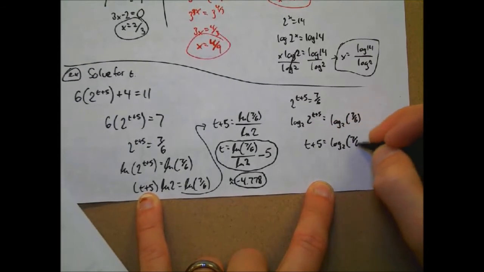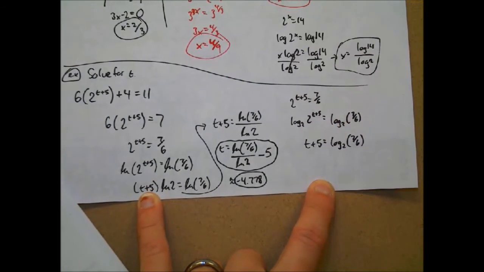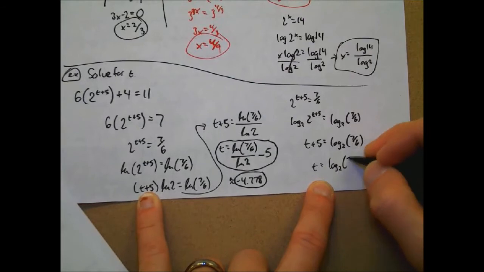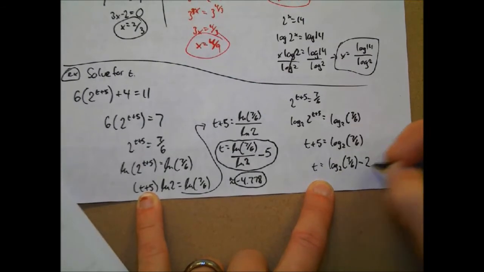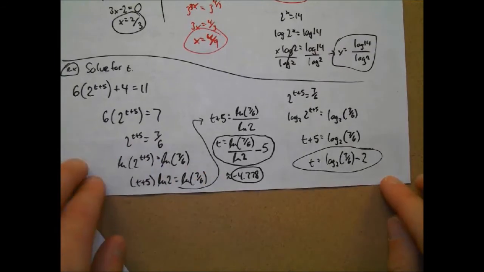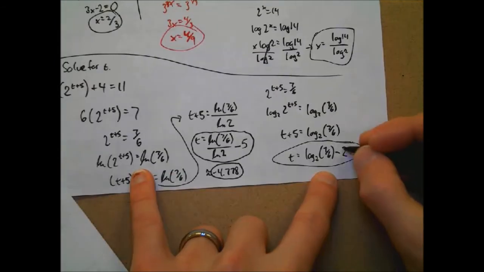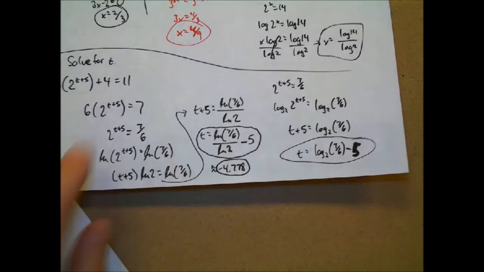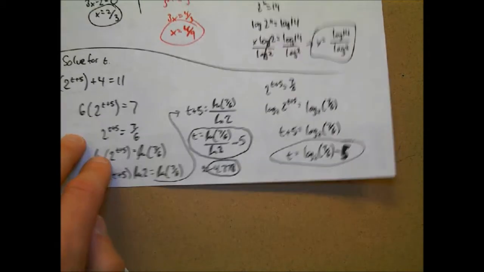Okay, and so now there's only one more step we have to take in order to solve for t. Just subtract 5 on both sides. And that's our final answer, precisely. You mean minus 5? I do mean that. Okay, now it looks like a 5. All right, anyway. So that's the idea there.